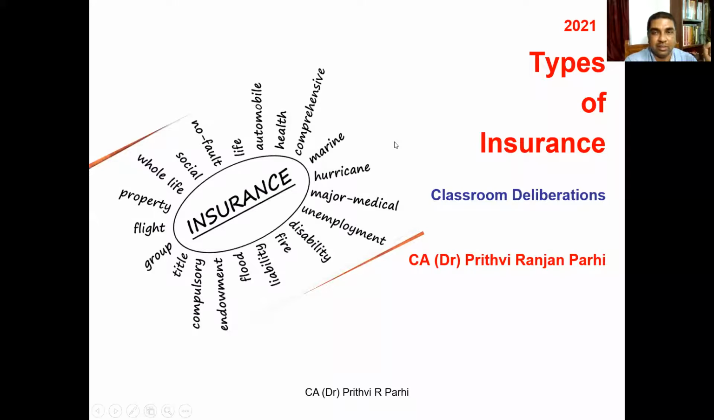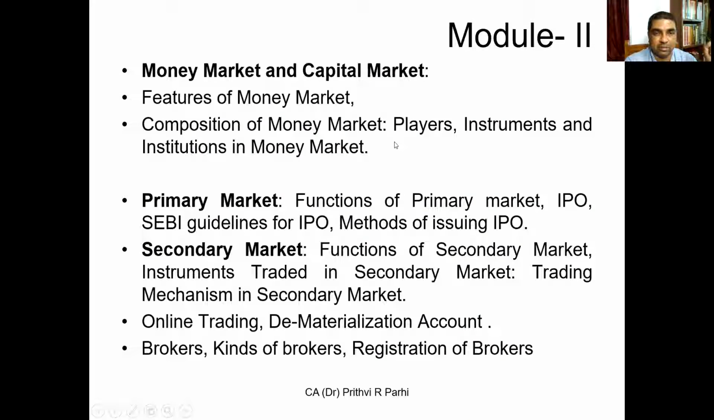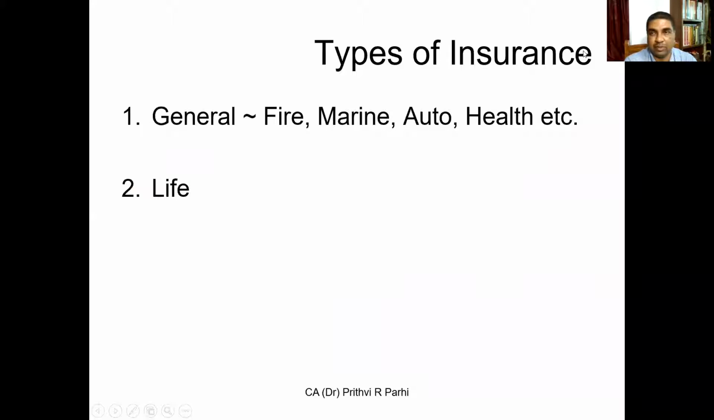There are various insurance companies in our country. Some of them provide life insurance policies, some of them provide general insurance policies. We'll be learning about them. Now, let me share the screen with you. We'll see various types of policies. So, life and general. General means, let us say, fire insurance, marine insurance, auto insurance, etc.